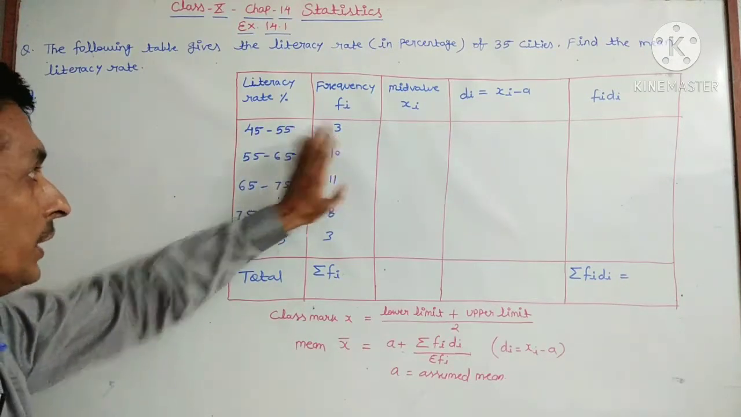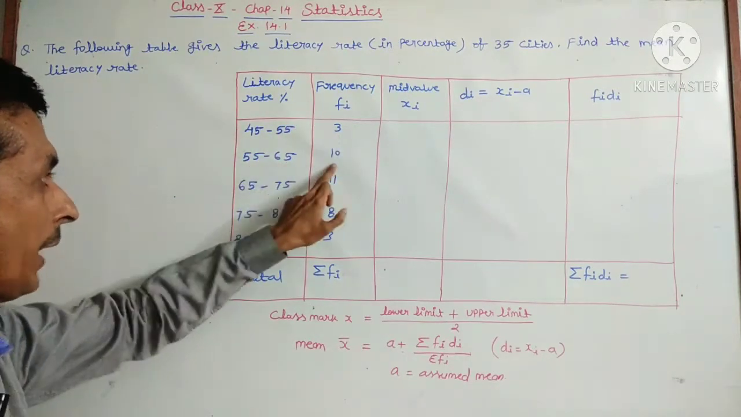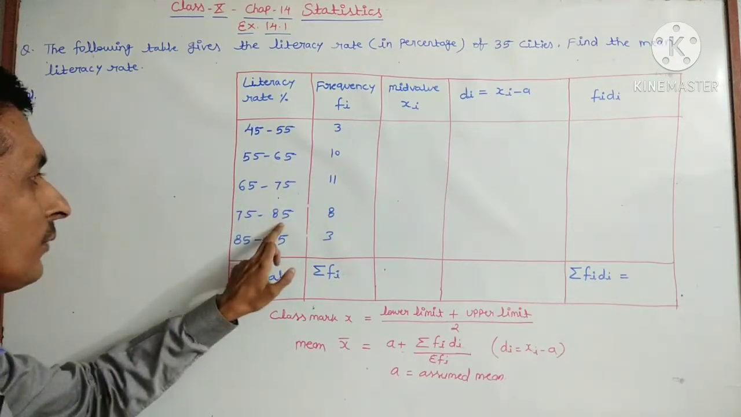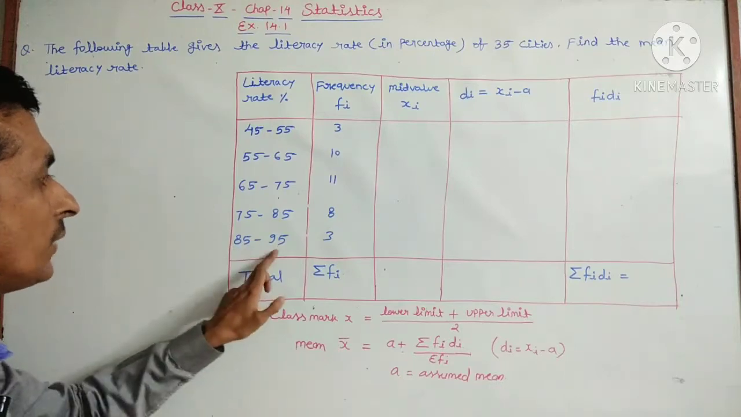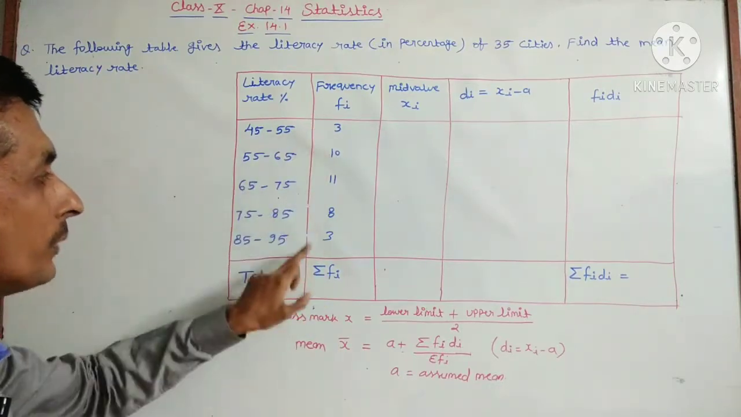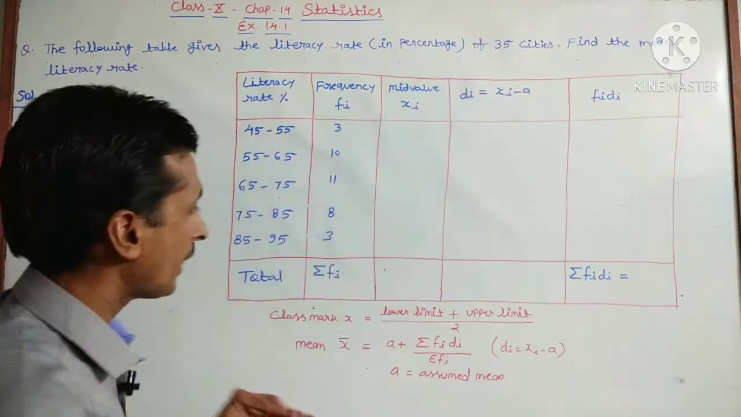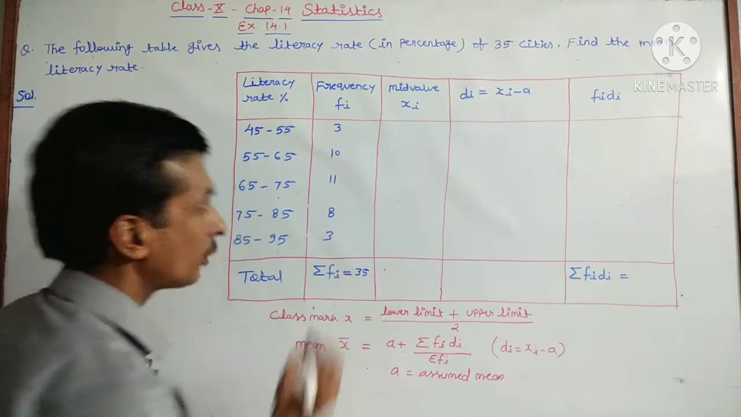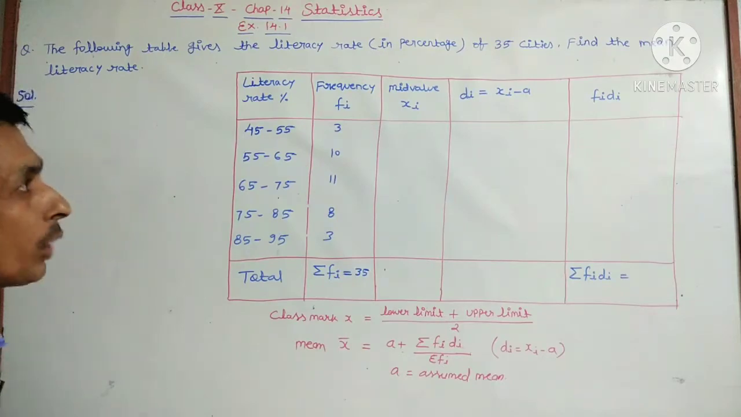Number of cities: 3, 55 to 65% is 10, 65 to 75 is 11, 75 to 85 is 8, and 85 to 95 is 3, and the sum of this number is given as 35. So sigma fi is equal to 35. Any doubt here? And then you can find out the mid value.